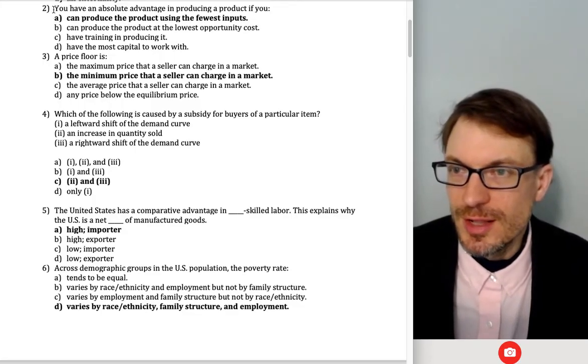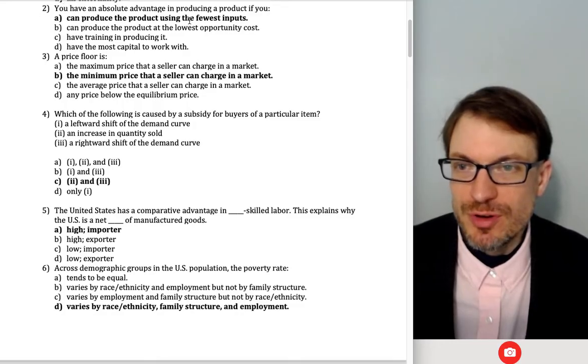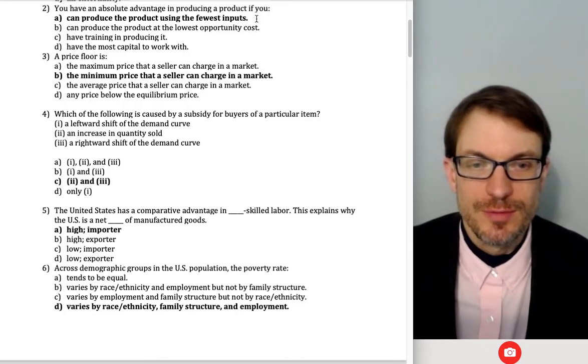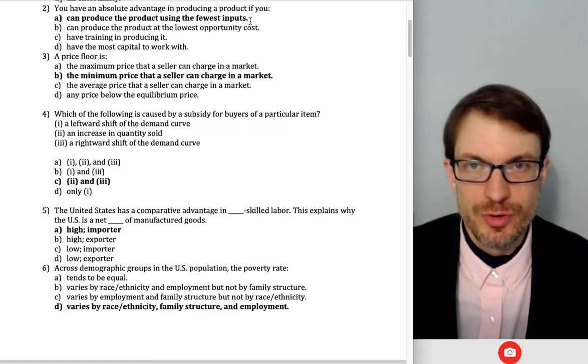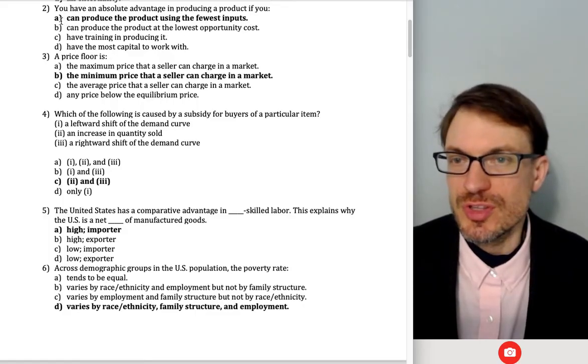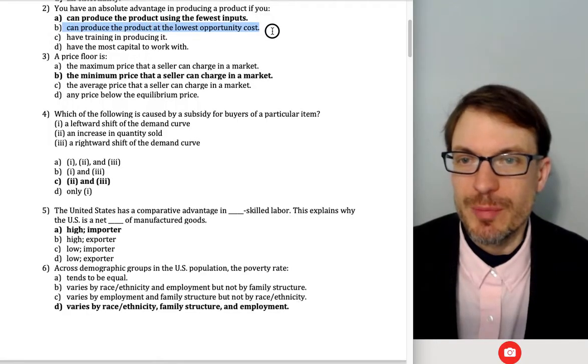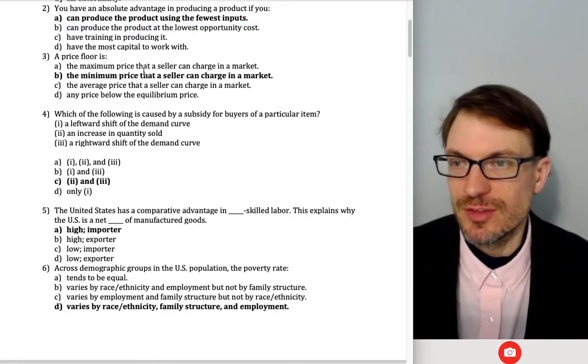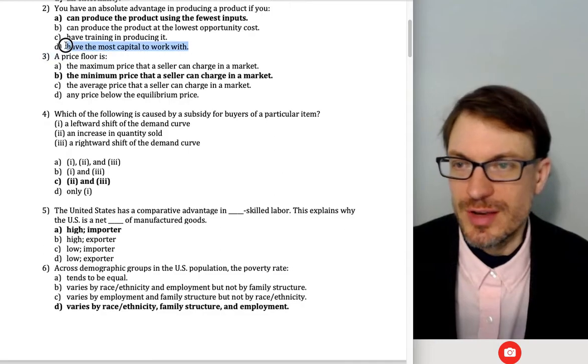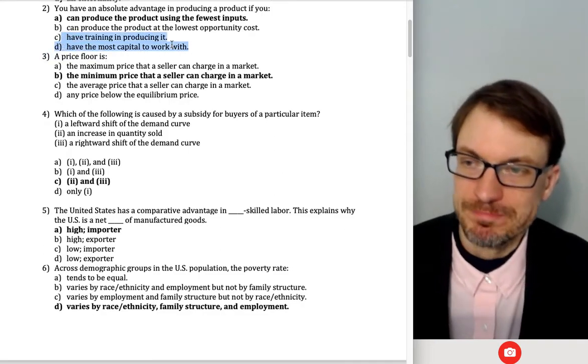Okay, so if you have absolute advantage in producing a product, then you're the most efficient producer, right? You're able to produce using the fewest inputs, right? B, produce at the lowest opportunity cost. That's actually comparative advantage. And then the others are not actually relevant for what we're developing.